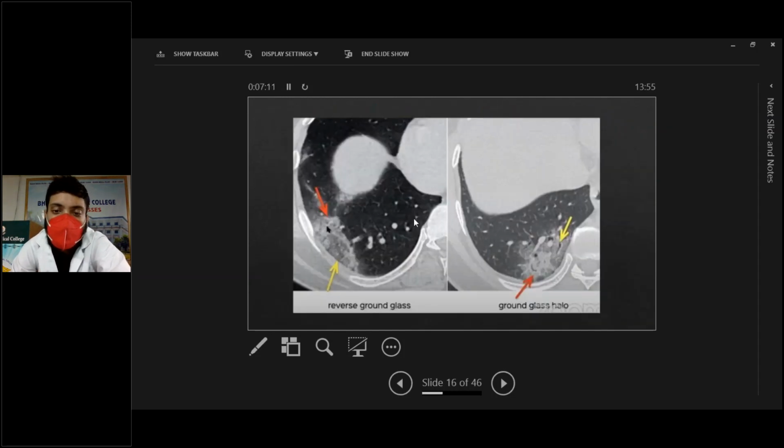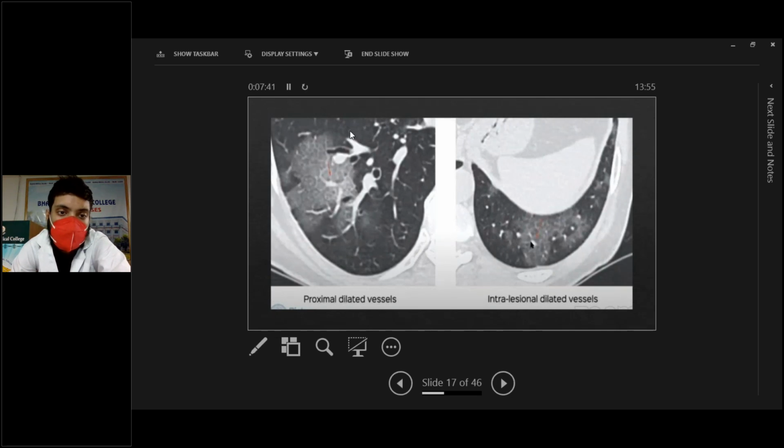Now we have something called as the halo sign and the reverse halo sign. Reverse halo sign is what we see in COVID-19 pneumonia. And so first let's see what is halo sign. Halo sign is nothing but a zone of consolidation which is surrounded by ground glass in the periphery. So reverse halo sign is exactly opposite to that, where in the center we have ground glass and it is surrounded by consolidation at the periphery. So this reverse halo sign is also called as the Étoile sign.